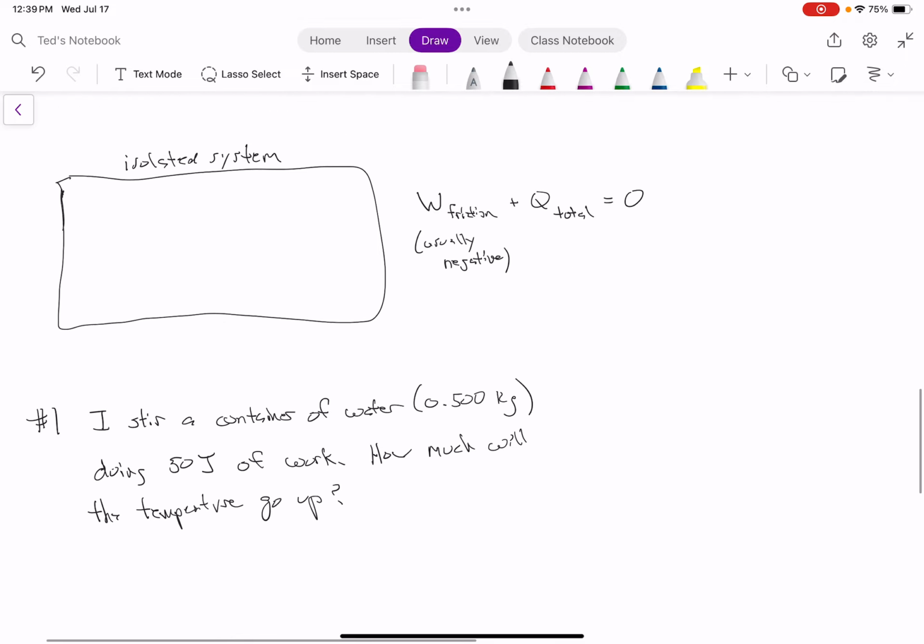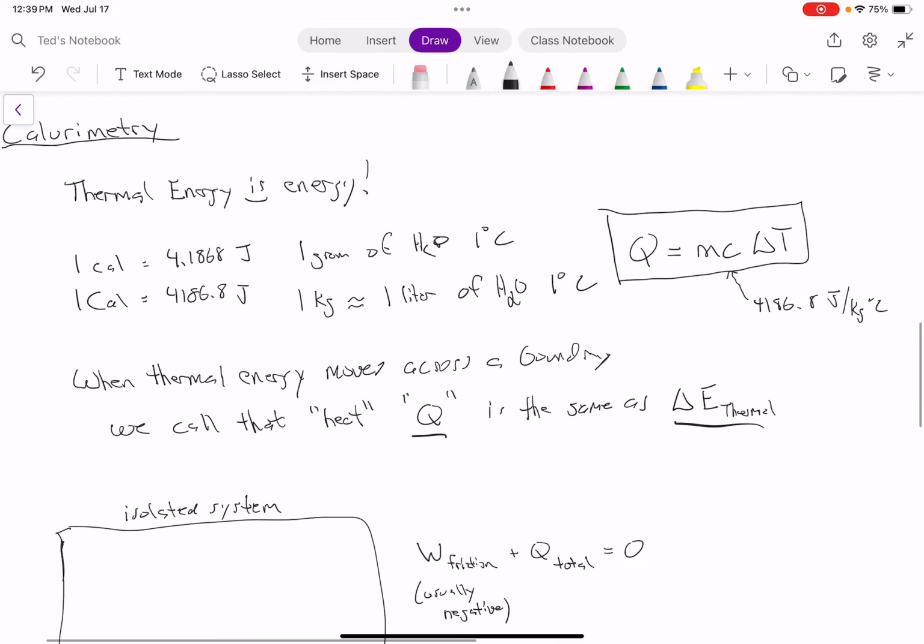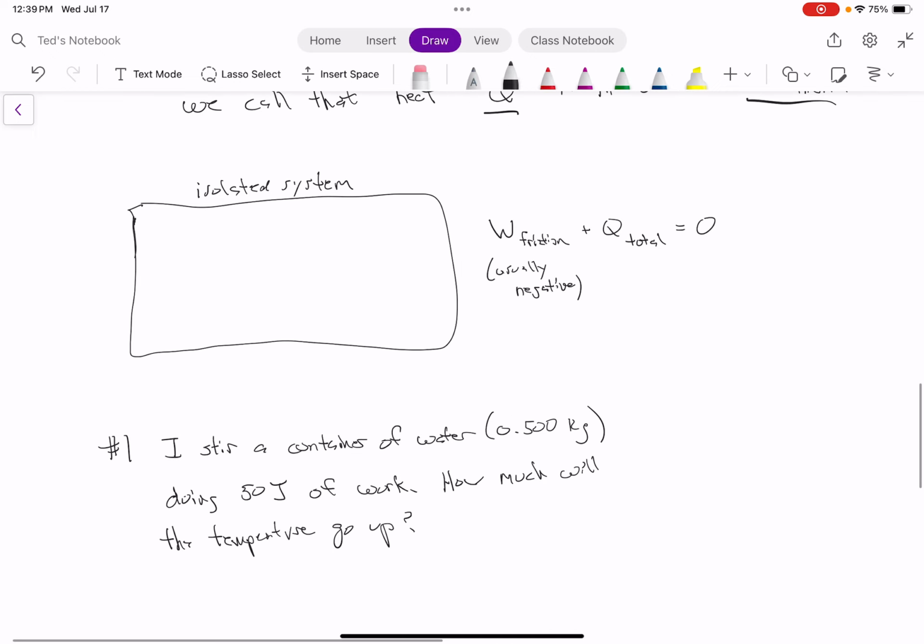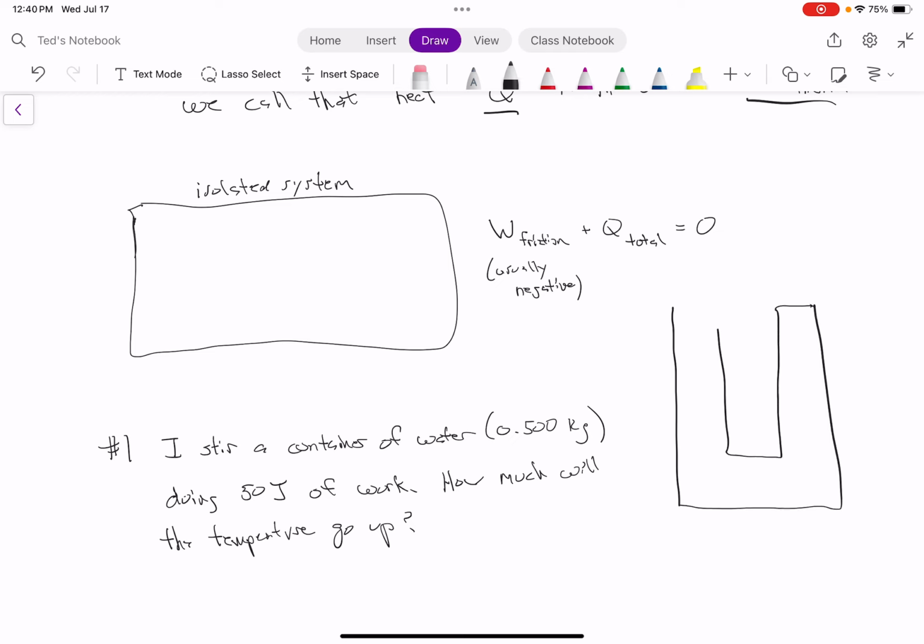But the important concept for this section is the idea of calorimetry. A calorimeter is basically a thermos. It's a device that's designed to not allow any heat to enter or leave the system. So if you have an isolated system where no heat can get in from outside and no heat can get out from inside, then that isolated system is going to have a total heat, Q, of 0.